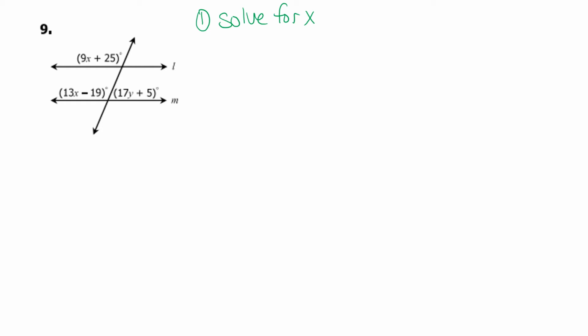And we know by looking at our angles that the x's are both on the left-hand side of the transversal. They're both on the top side of the parallel lines, which means they are corresponding. So we know they are congruent. So we're going to set them equal to each other. So that would be 9x plus 25 equals 13x minus 19.